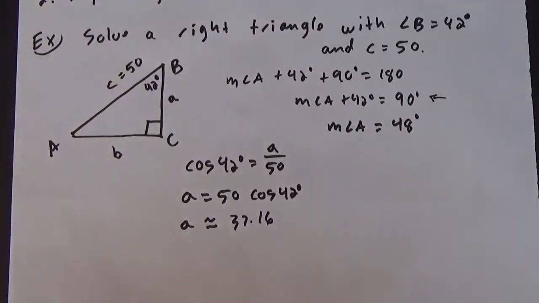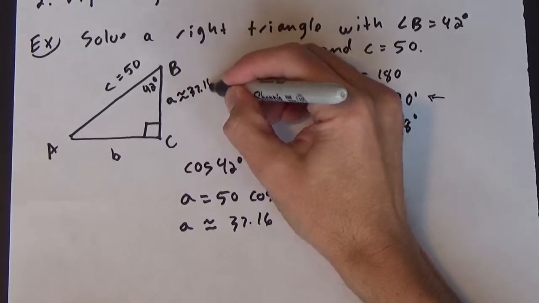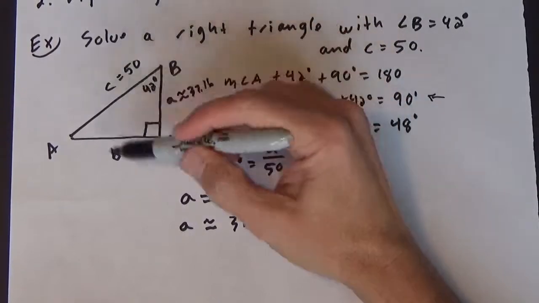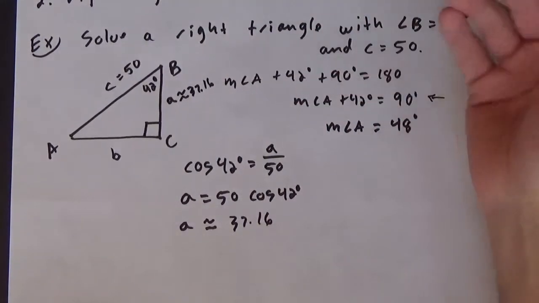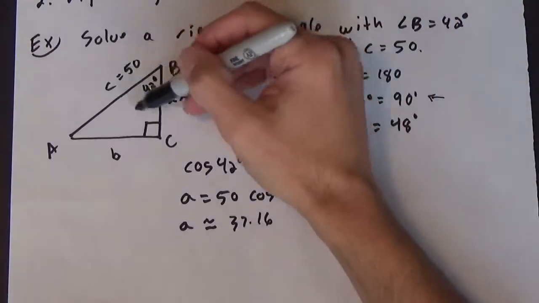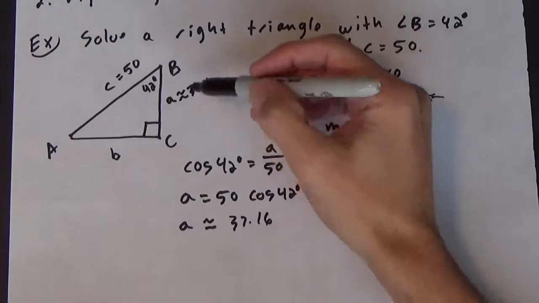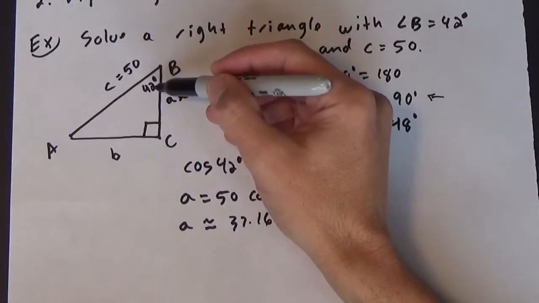Just to clarify, this is approximately 37.16. So technically, if we wanted to find B, we could use the Pythagorean theorem. We have two sides of the triangle, we could get the third. But the point of these problems is to always go back to this original information and get that third piece. So we're not going to use that. We're going to go ahead and look at our 42 and the 50.